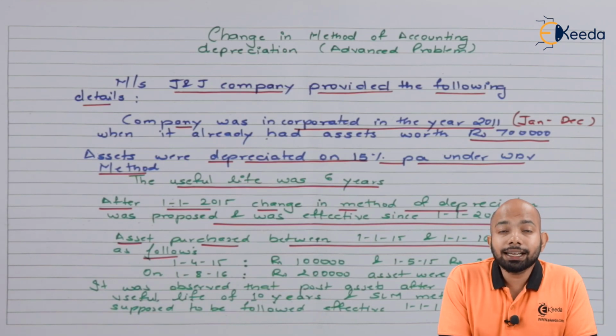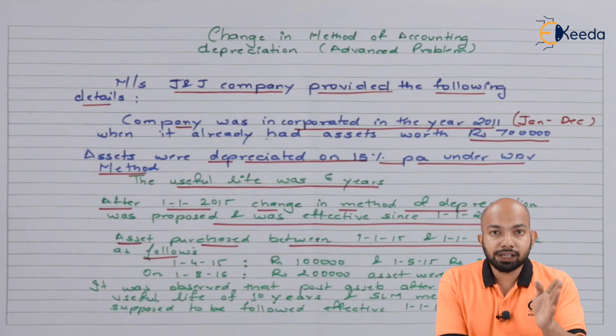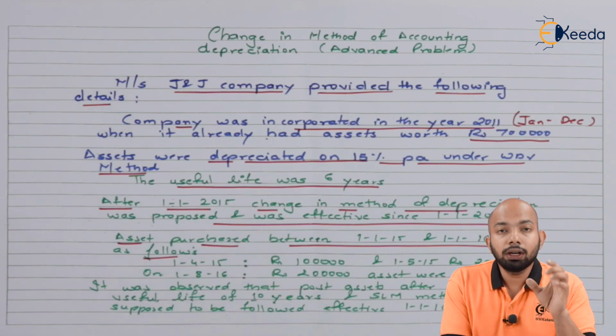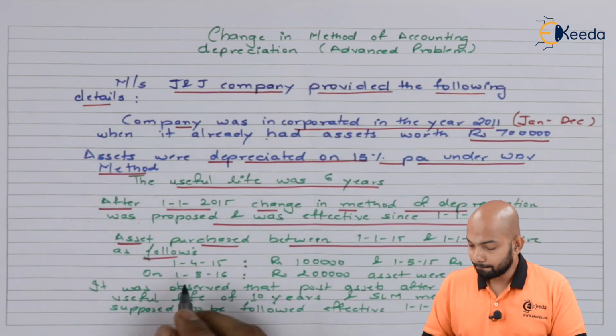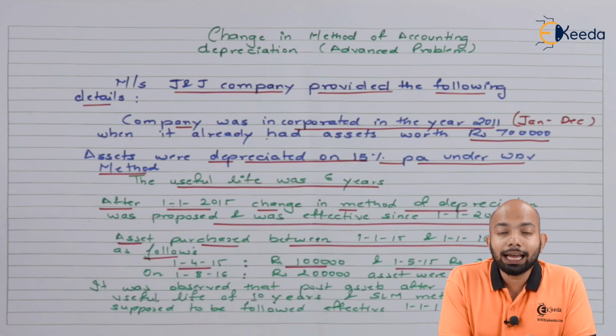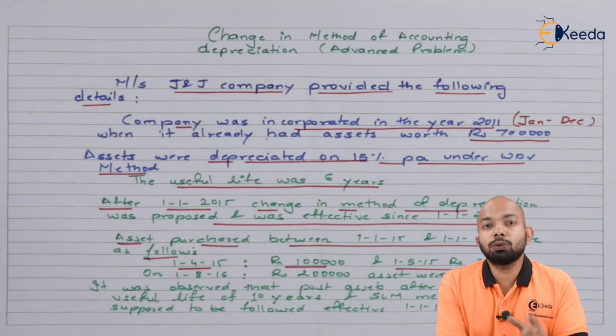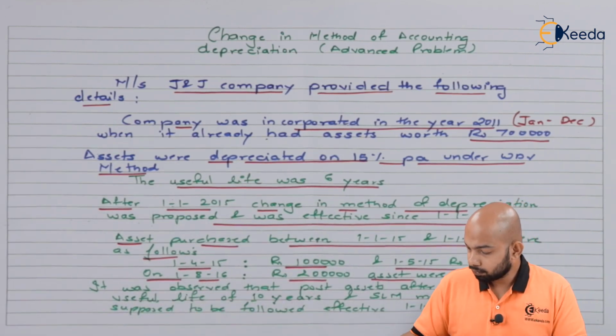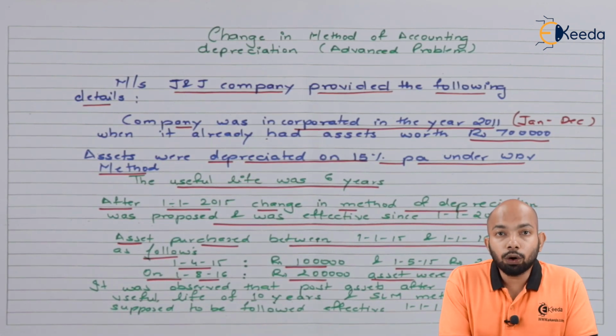There were certain assets that were purchased between the tenure of 1st of January 2015 and 1st of January 2016. Between this tenure, there were certain assets that were procured and that has been mentioned here. 1st of April 2015 for 1 lakh and 1st of May 2015 for rupees 2 lakh. So between that tenure, these two assets were procured. On 1st of August 2016, another asset worth rupees 2 lakh was procured in that specific year.